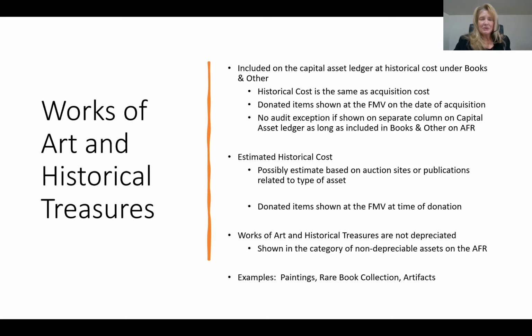Now, for estimated historical cost, maybe you can get an idea from auction sites or publications related to that type of asset. Again, the donated ones would be shown at fair market value at the time of that donation. And also, works of art and historical treasures are not depreciated because they have an indefinite useful life. So they too will be shown in that top category on the AFR.